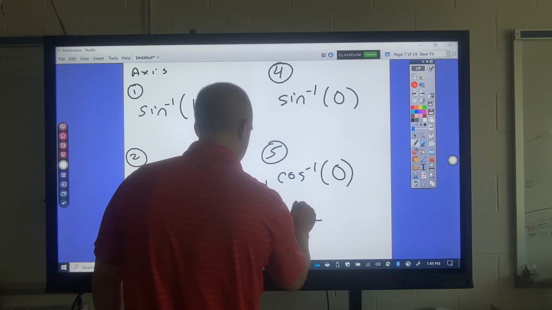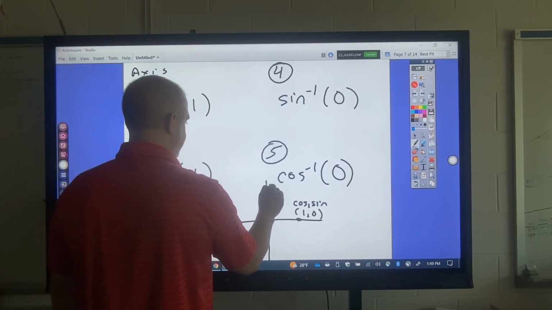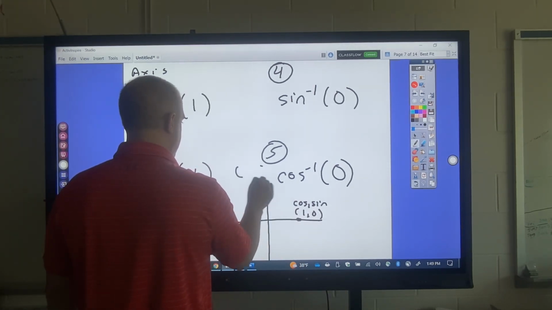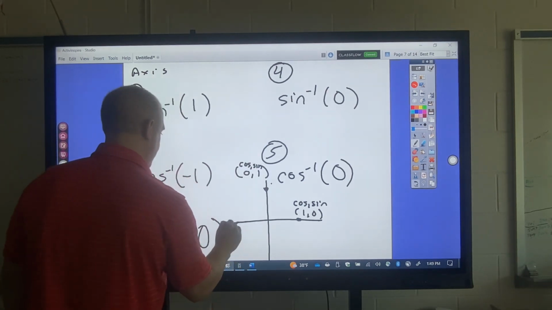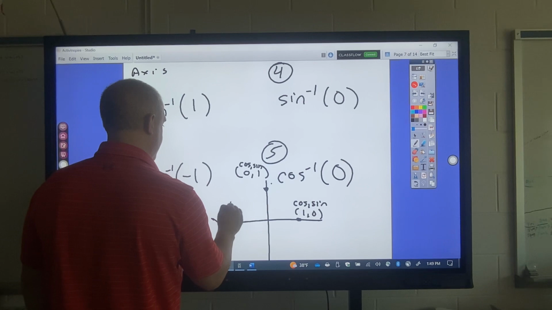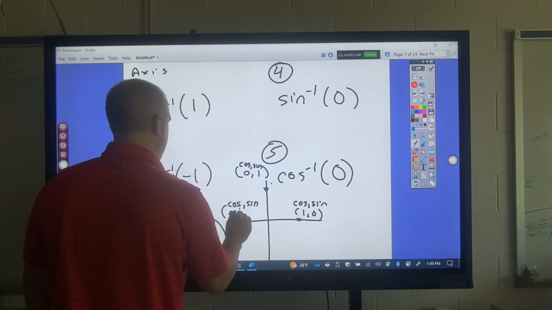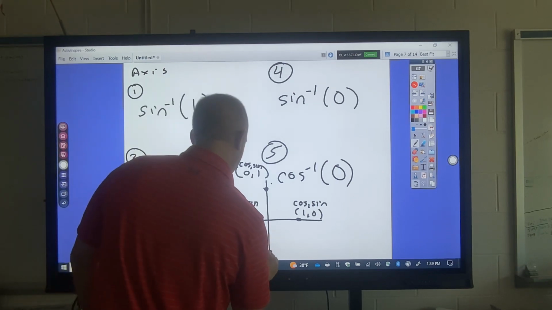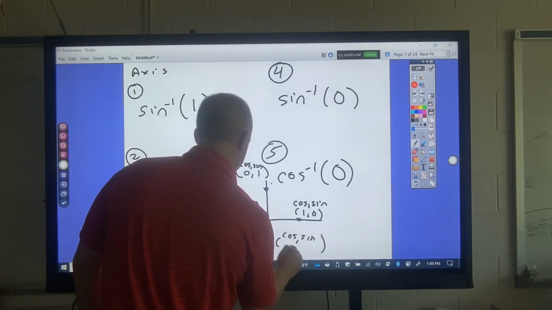Okay, that'd be cosine, sine. That's 1, 0. This is cosine, sine, which is 0, 1. This is cosine, sine, which is negative 1, 0. And this is cosine, sine, which is 0, negative 1.